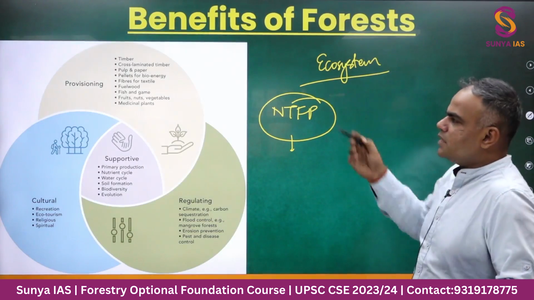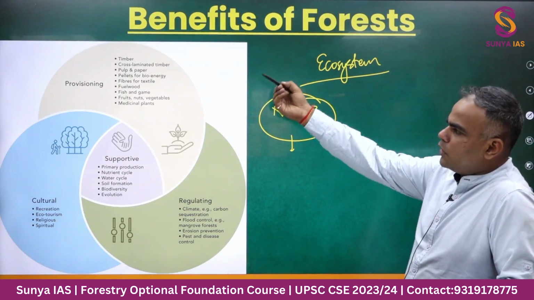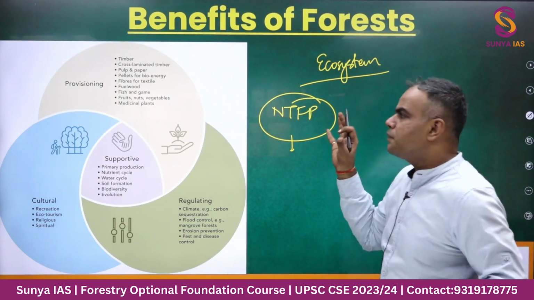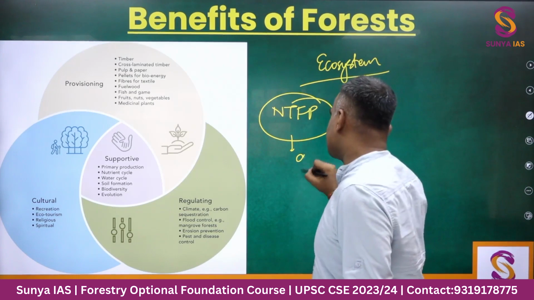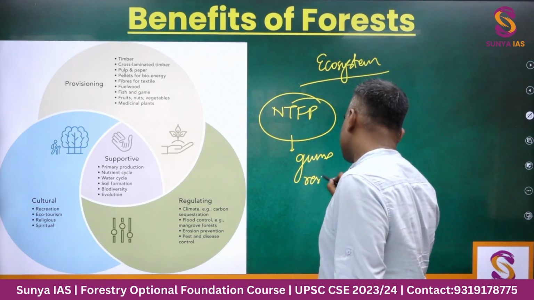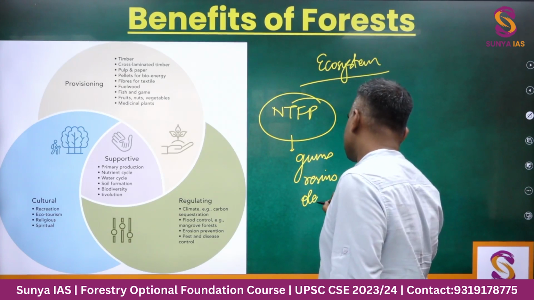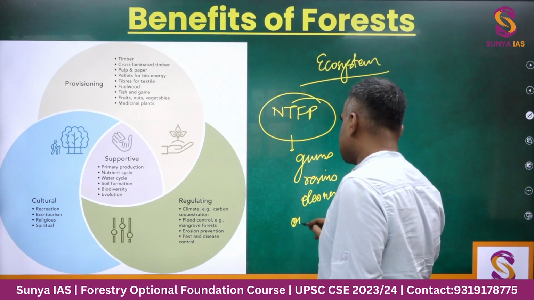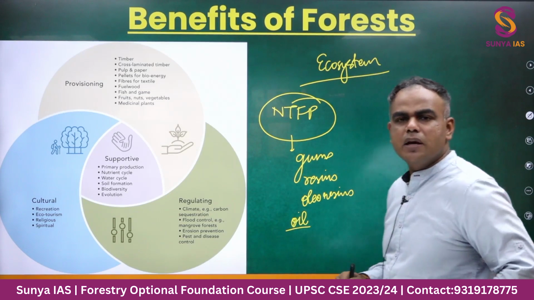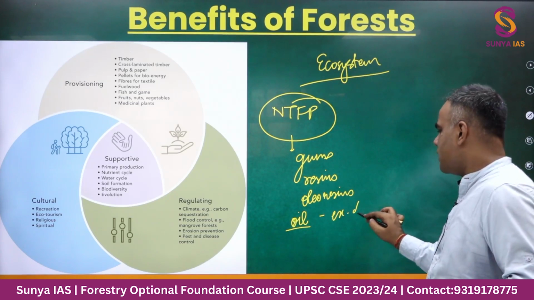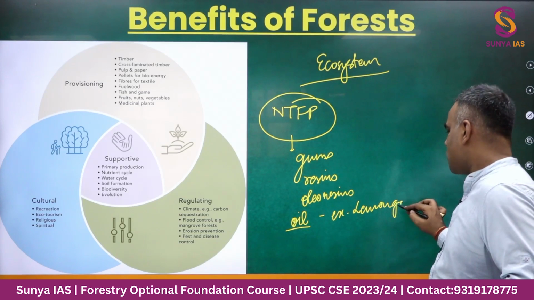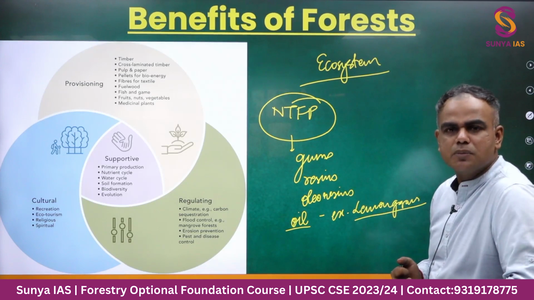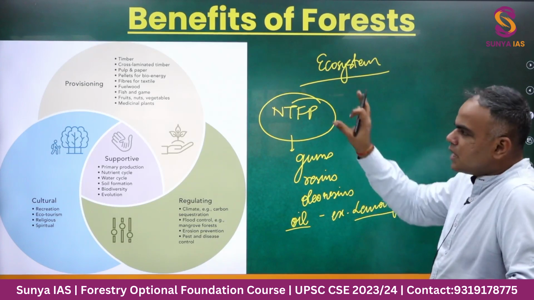So we were discussing provisioning services: fuel wood, fiber for textile, fruits, nuts, vegetables, and so forth. All these are provisioning, including NTFPs like gums, resins, oleoresins, and even essential forest oils. UPSC has already asked this, for example, lemongrass oil, which actually repels insects. Even this is a non-timber forest produce. So these are provisioning services.